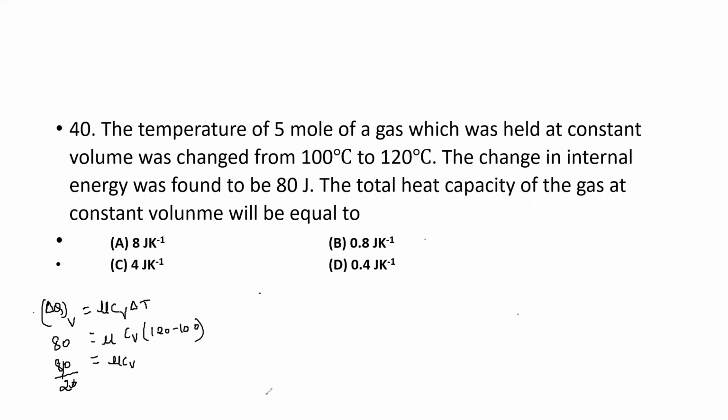So mu into Cv is equal to 4 joule per Kelvin. This is the heat capacity of 5 mole of gas. That is, option C is the right option here.